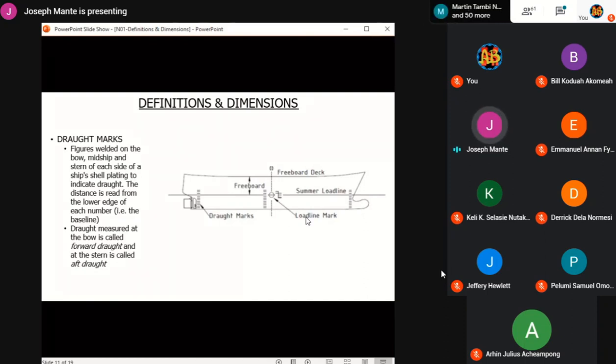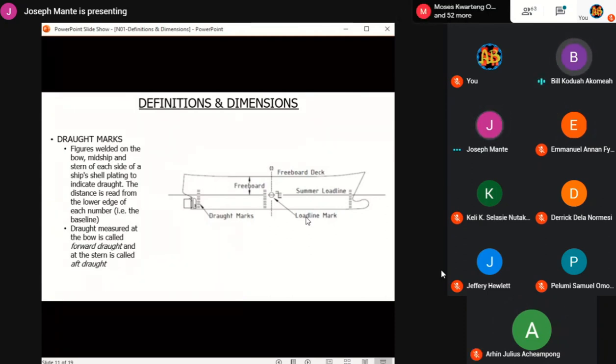Do you have any question? No, sir. Okay, are you clear with that? So if I ask you what is a load mark, you'll be able to say, and what is a draft mark, you'll be able to say, right? Yes, sir. Question. Okay.